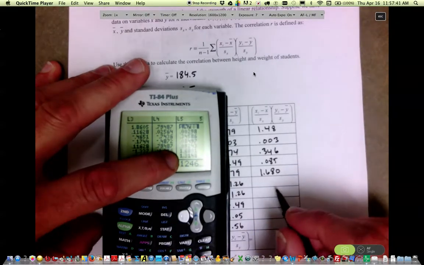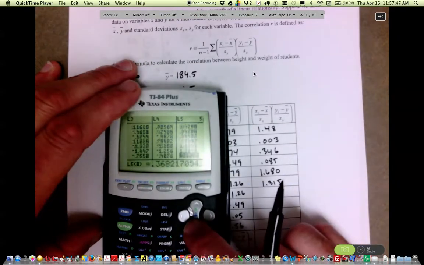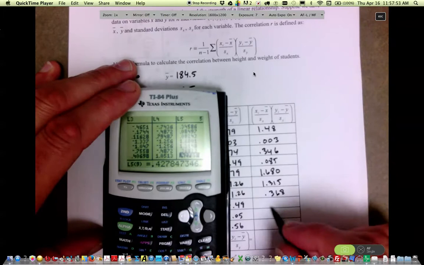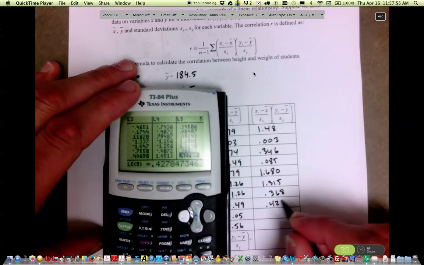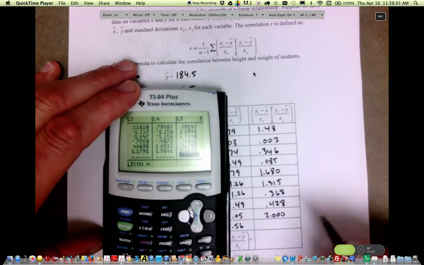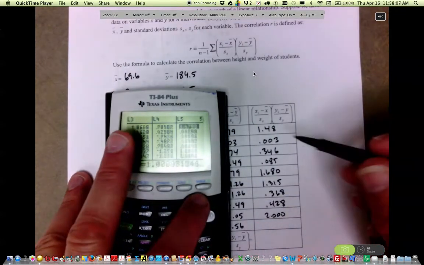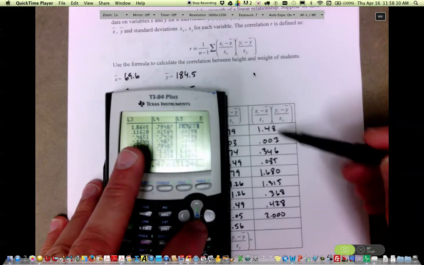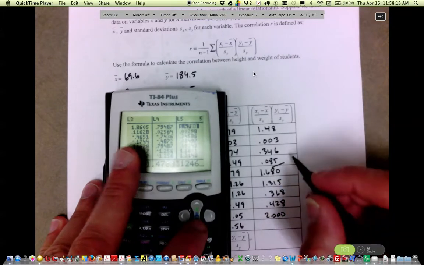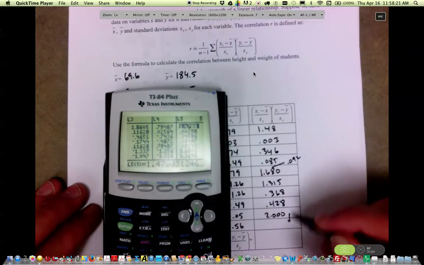And 1.315, and 0.368, and 0.428, and 2.000, and it looks like I'm off one. Dang it. Let's see, where did I get off? Oh, I missed one in here. There should be a 0.092 in here, and then the rest of these should all be slid down one.